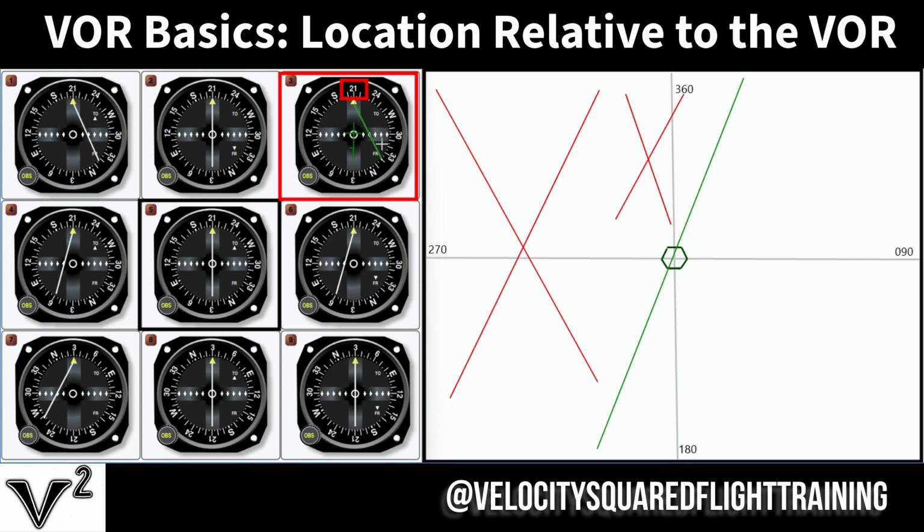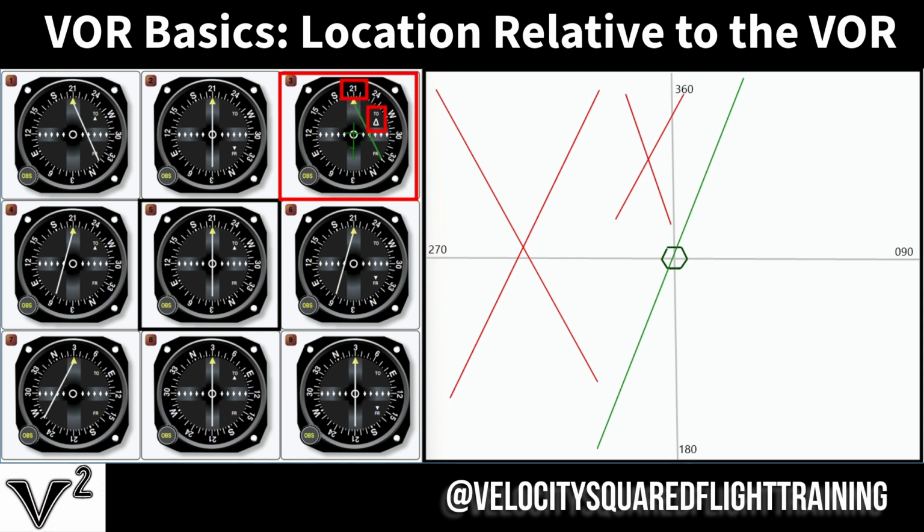This one doesn't have a to-from in the question here, so we'll just give ourselves one. Let's just say we're heading to it, okay? So we're heading to this VOR. If we're heading to this VOR, right, we know that we're heading to it. That means we're heading toward that radial, okay? So we're heading to the radial coming to the VOR.